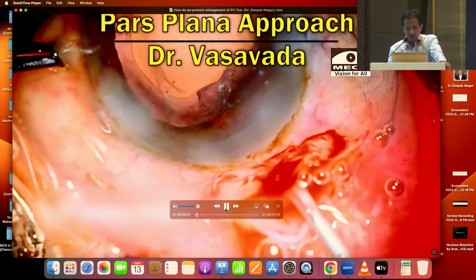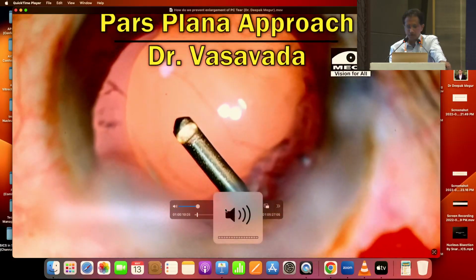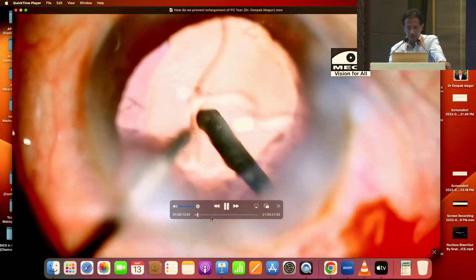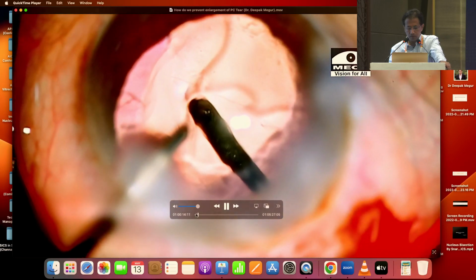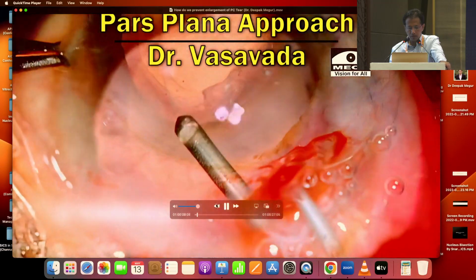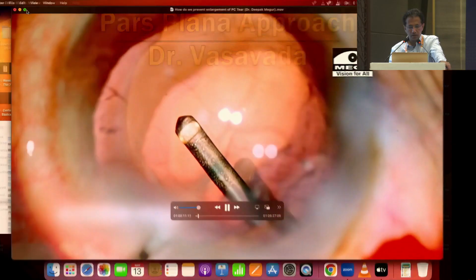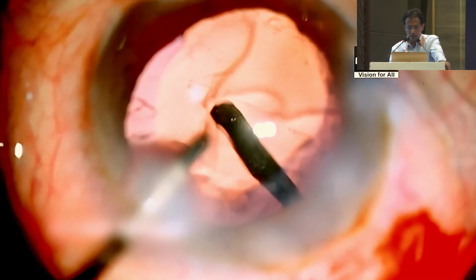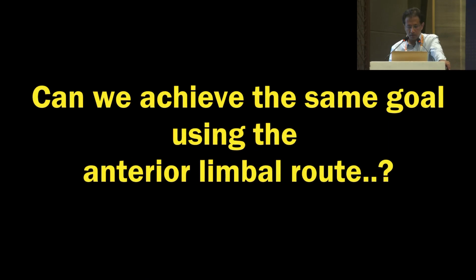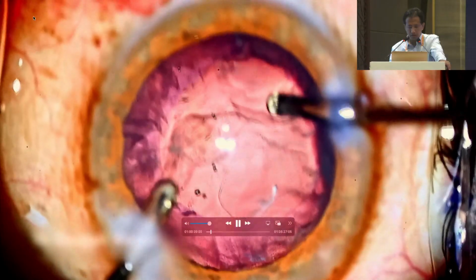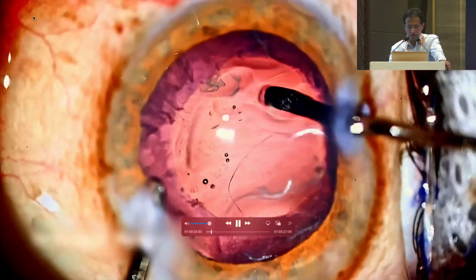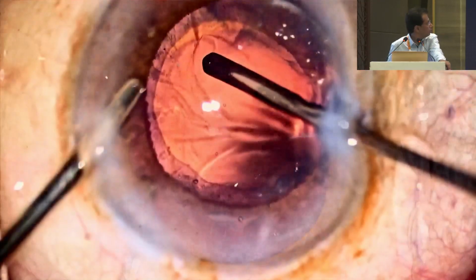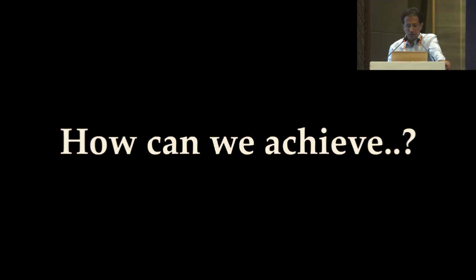Dr. Vasavda has beautifully demonstrated that the pars plana approach for the anterior vitrectomy greatly reduces the incidence of extension of PC tears. Can we achieve the same goal of prevention of enlargement of the PC tear but through the anterior limbal route itself by doing something differently? Now, how can we achieve this?